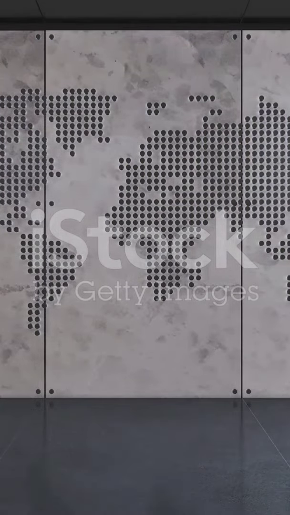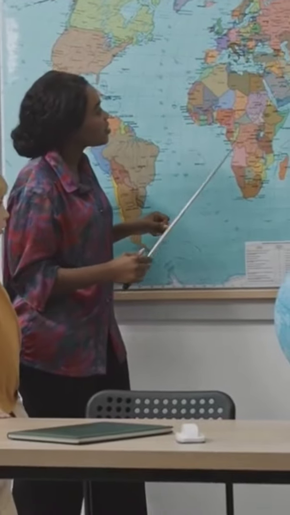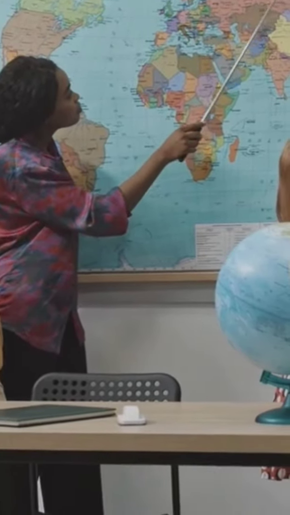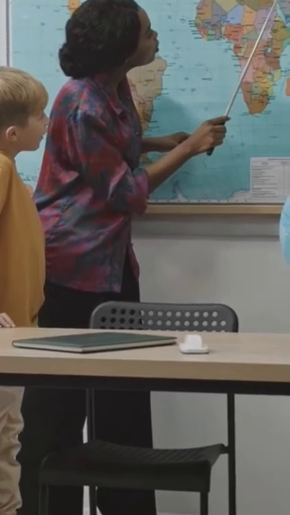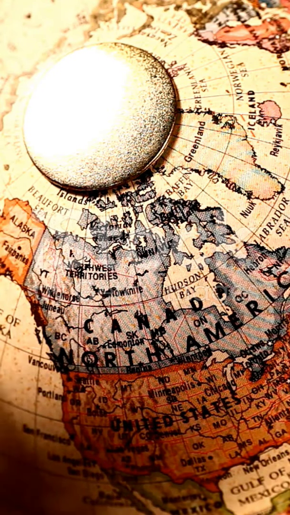The world map, we all know it. It's a familiar sight, whether it's hanging on the wall of a classroom or displayed on the screen of our smartphones. It's a tool we use to understand the geography of our planet, to learn about different countries and to plan our travels. But what if we told you that familiar map is wrong?